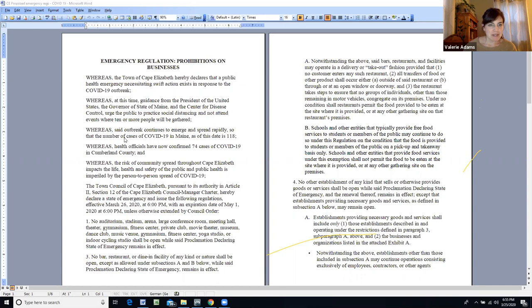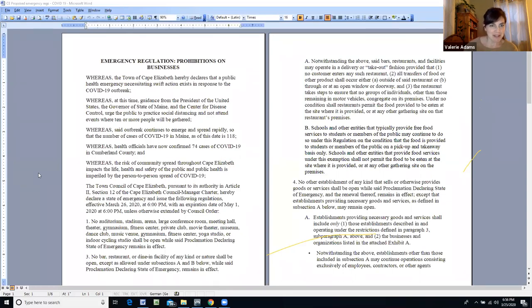I'm not seeing anyone, so I would like to make a motion to approve the emergency regulation prohibition on businesses with the following amendment: strike hotels from those businesses that are considered essential. Yes, that would be the motion. Looks like Penny has her hand up. I put it up so I could second your motion. Okay, thank you. All right, discussion on the motion.